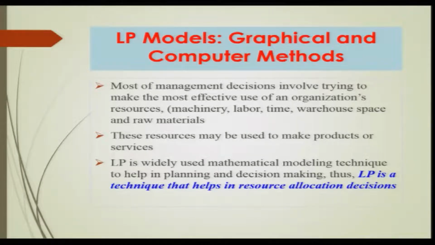If I read this point, it says that most of the management decisions involve trying to make the most effective use of an organization's resources. Resources can be machinery, labor, time, warehouse space, or raw materials, and raw materials can be of any type. Now, what is our main concern?